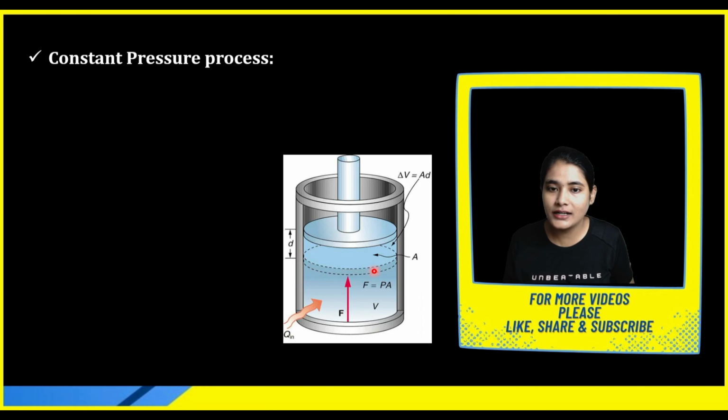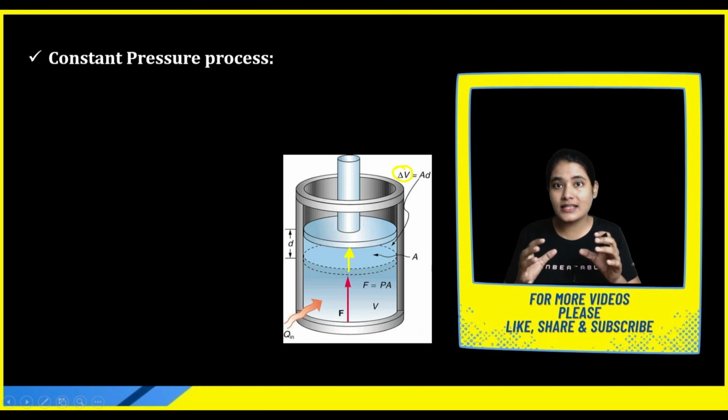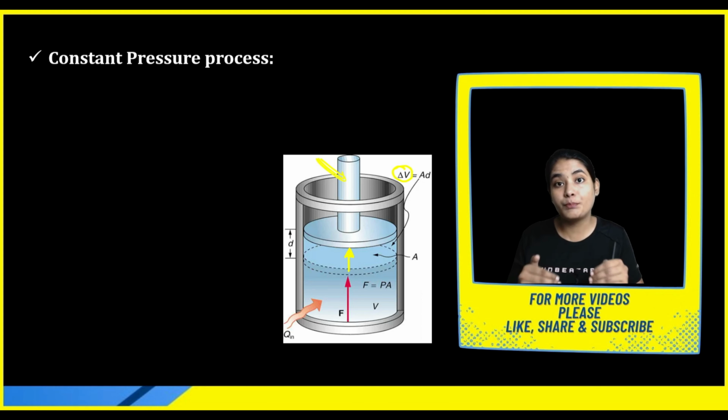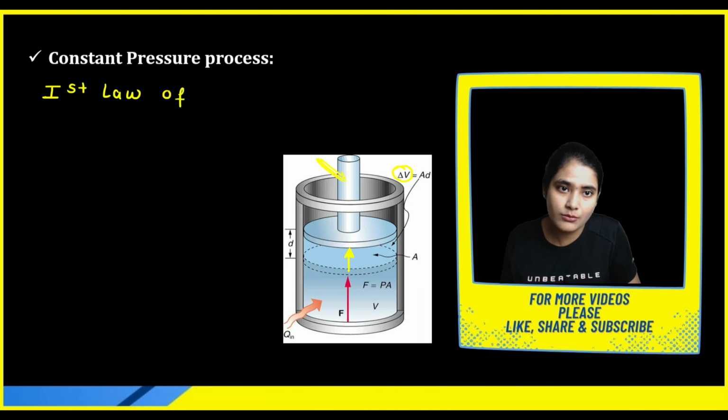When you add heat into the system, the piston will move in the upward direction like this, and you will get some amount of change in volume. So no doubt, if we do the calculation for this process, definitely you will get some amount of work transfer, because one boundary is moving; your piston is moving in the upward direction. So again, try to apply the first law of thermodynamics.